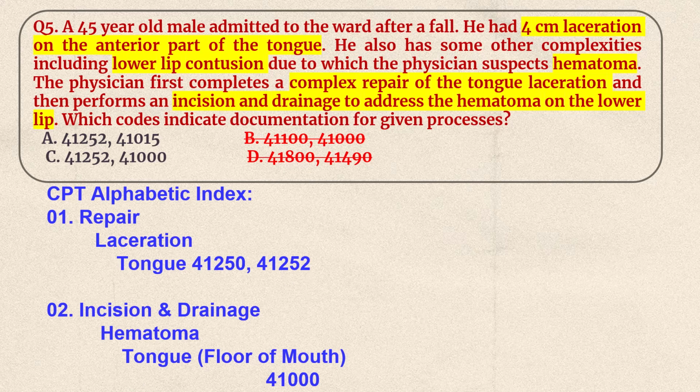The second procedure, that is incision and drainage of hematoma, you have to go to the alphabetic index, incision and drainage, the subcategory hematoma, then you have to go to the tongue. Even though it is a lip, you have to go to the tongue because this tongue part includes the floor of mouth also. So there it will lead to the code series. We have to go to the tabular list. It can confirm that the suitable code is 41,000. So the correct answer is C.